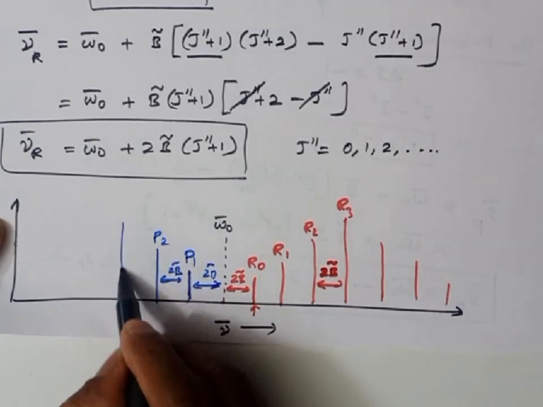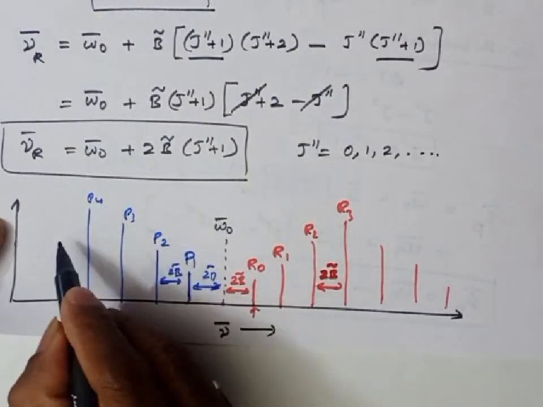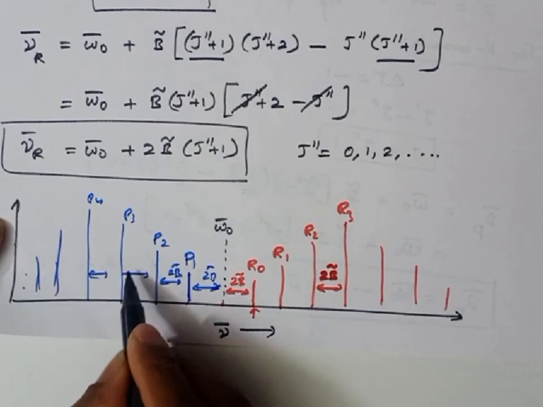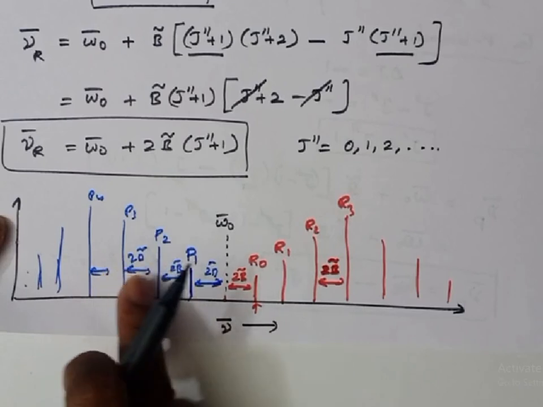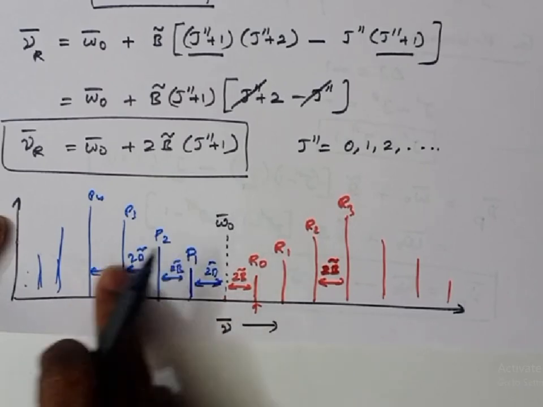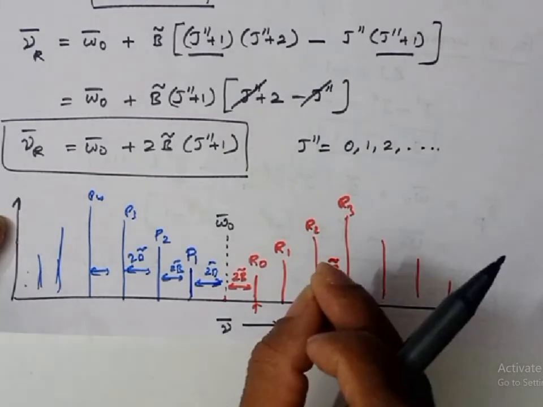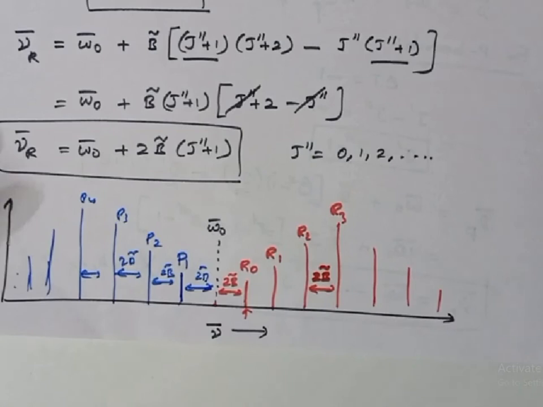Then we have P3 line, P4 line, many lines: P3, P4, P5, P6, like that. And the gap between adjacent lines is 2B always. So the gap between adjacent lines in the P branch and the gap between adjacent lines in the R branch are equal to 2B. Is this clear, student? Any doubt?